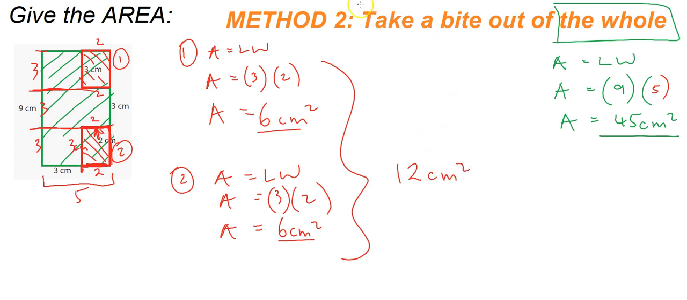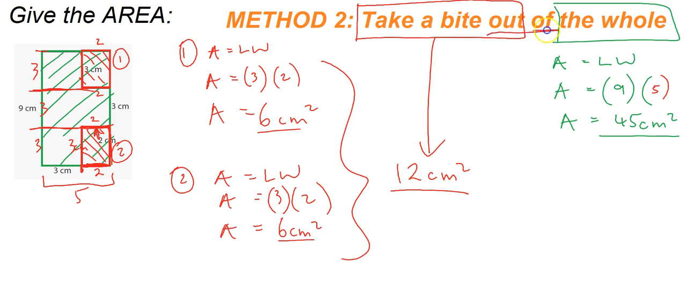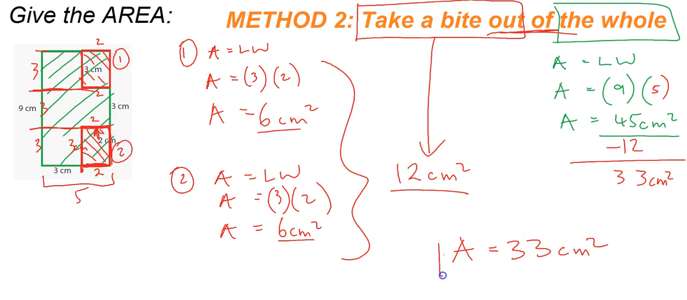So this is the bite, and this comes out of the whole. So we subtract it from the whole, 45 minus 12, and we end up with 33 centimeters squared. So let's make that look all fine and neat. Area equals 33 centimeters squared, and that is the final solution for this compound shape.